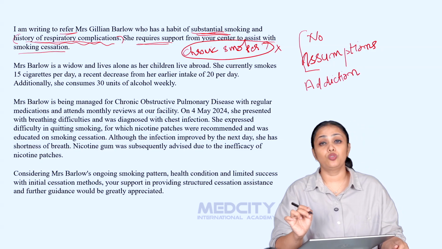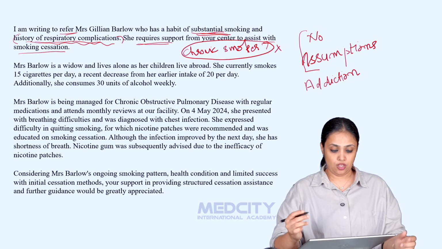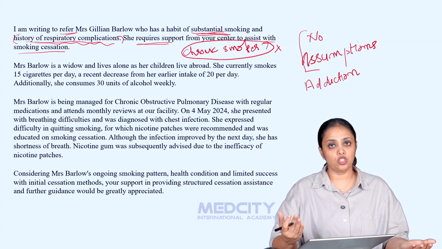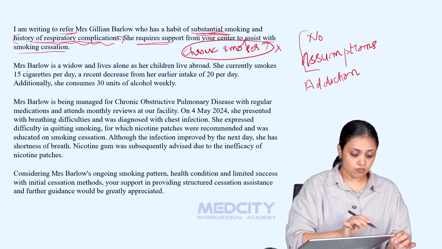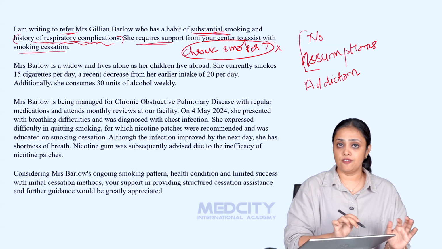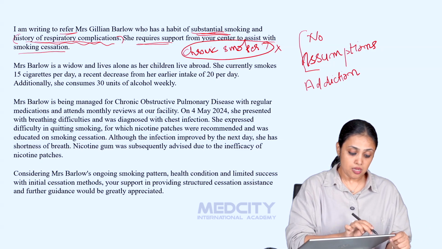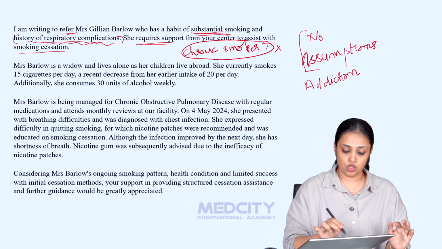Somebody who's addicted to smoking, that is again judgmental. So you just follow a very non-judgmental approach. Then after the purpose paragraph, Mrs. Barlow, like here as I've mentioned earlier, I've started off with the social background. Ms. Barlow is a widow and lives alone as her children live abroad.